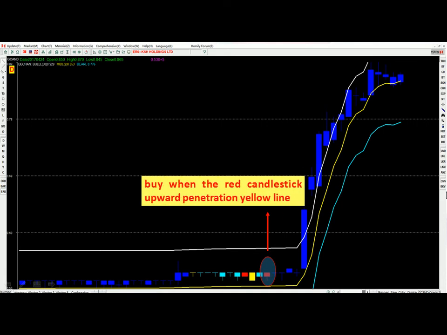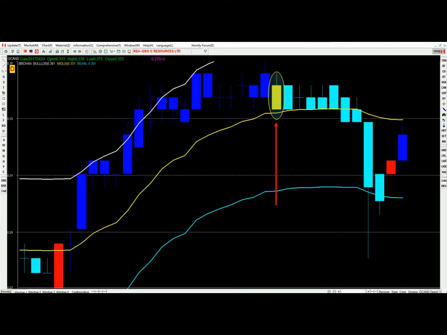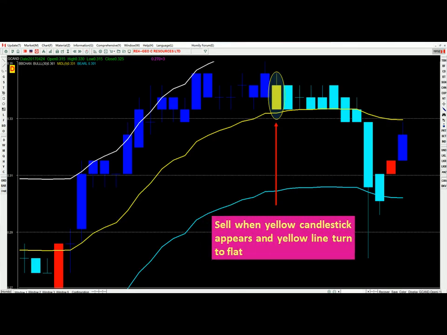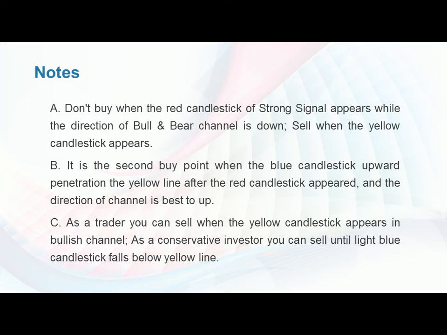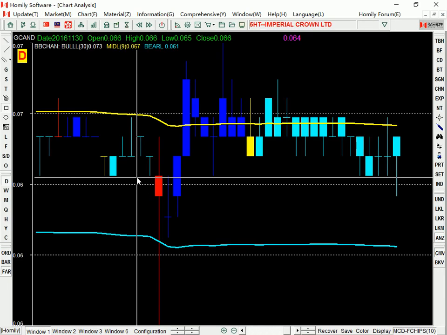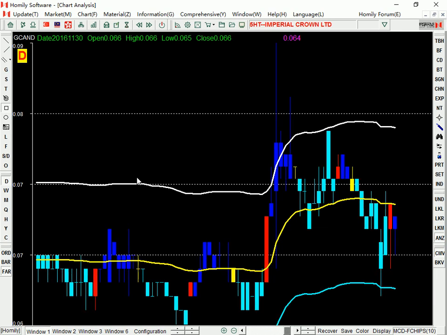Buy when the red candlestick upward penetrates the yellow line. And we can see here, sell when the yellow candlestick appears and the yellow line turns flat. From up to flat, yellow candlestick appears. Better sell quickly because we can see the move from uptrend to sideways or downtrend. You see the yellow signal appears, yellow candlestick appears. You better sell first. So I give you some examples. Then let's check.